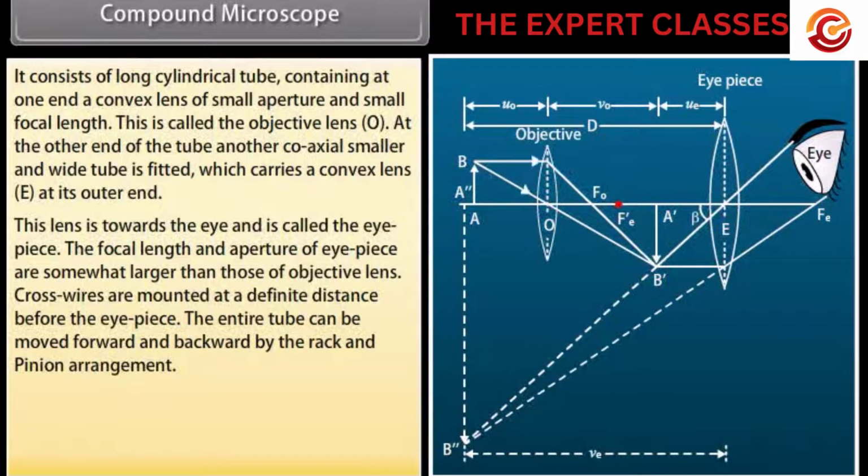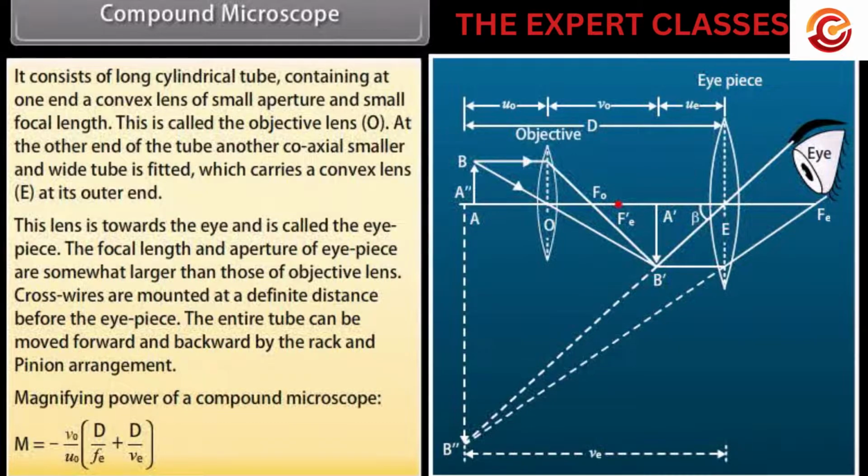The focal length and aperture of eyepiece are somewhat larger than those of objective lens. Cross wires are mounted at a definite distance before the eyepiece. The entire tube can be moved forward and backward by the rack and pinion arrangement. Magnifying power of a compound microscope. M is equal to minus V0 upon U0 into D upon Fe plus D upon Ve. Signs here already have been put.